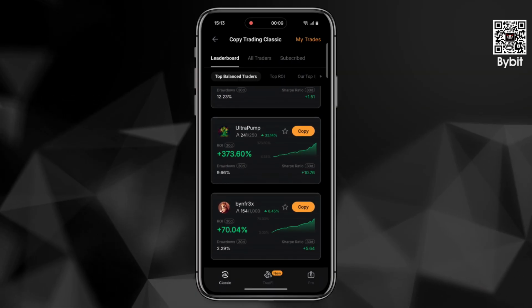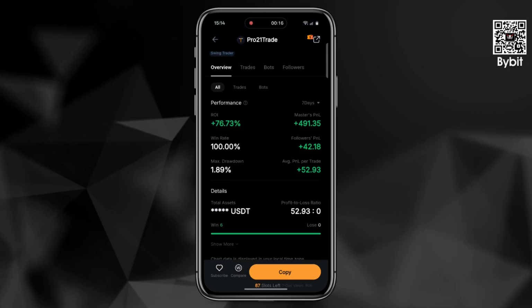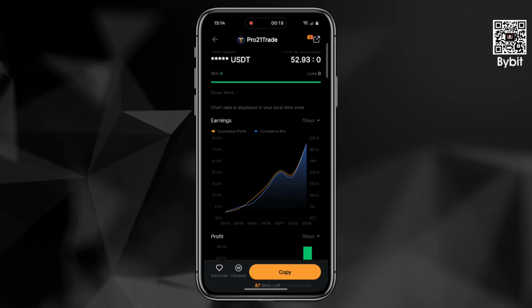A demo mode for copy trading is also available. It lets you test all settings and strategies without investing real money. It's an excellent way for beginners to understand the platform's mechanics and see how different traders operate.